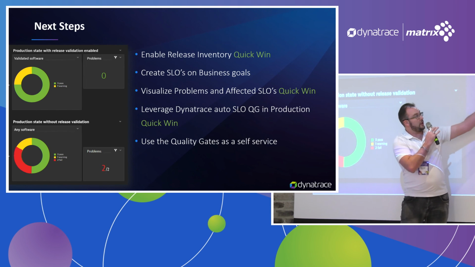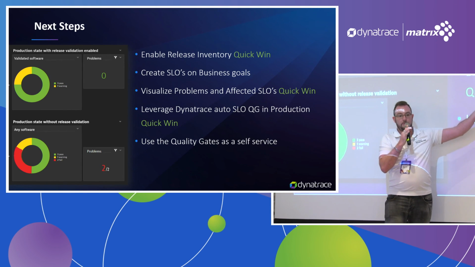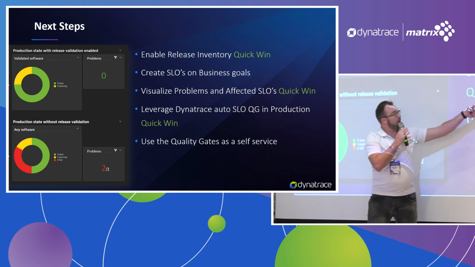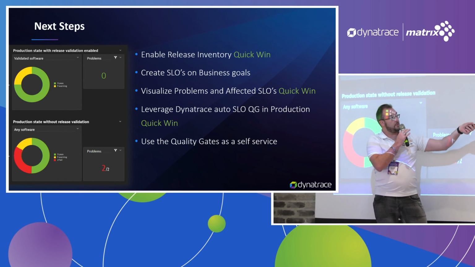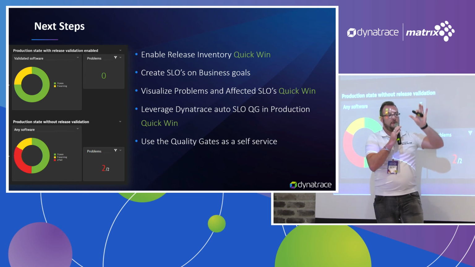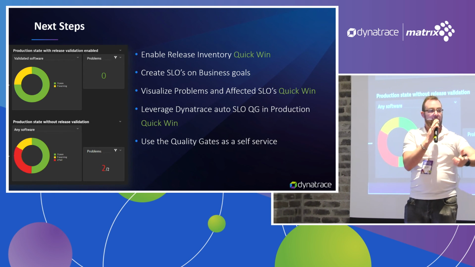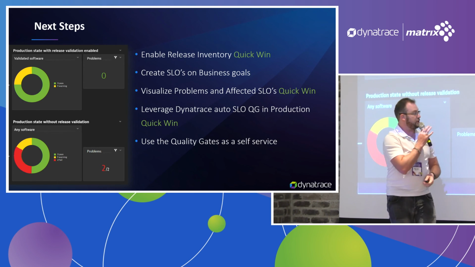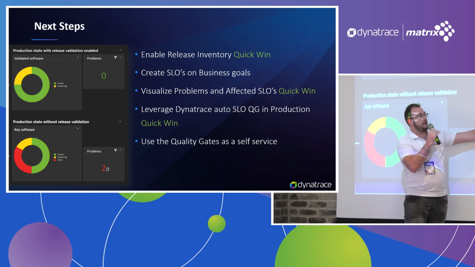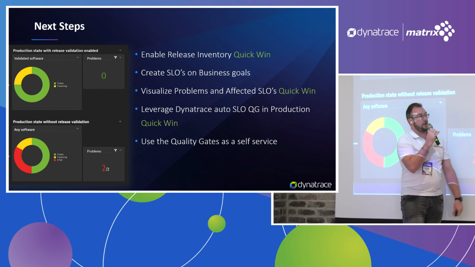Dynatrace will automatically visualize the problems for you, will show you the affected SLOs when problems happen in your environments, and then you can start using those automatic service level objective quality gates in production. Then you've got it as a self-service that you can offer to pre-prod, staging, and the different teams across your organization. And that to me would be the quickest way to start this journey.